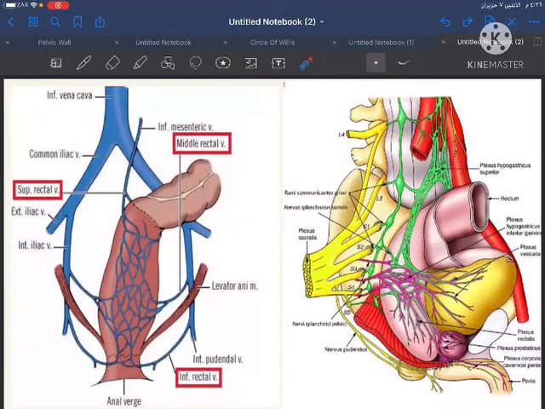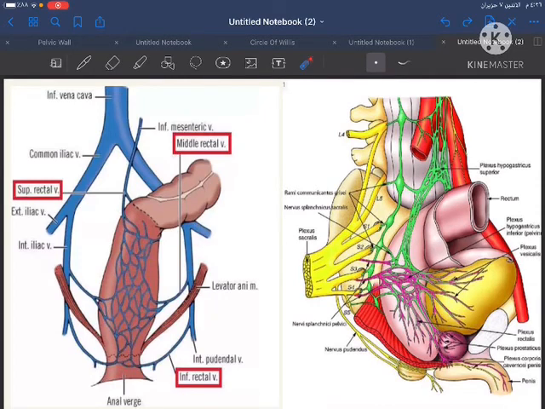The venous drainage of the rectum is the superior rectal vein, which drains into the inferior mesenteric vein; the middle rectal vein, which drains into the internal iliac vein; and the inferior rectal vein, which drains into the internal pudendal vein, then from the internal pudendal vein to the internal iliac vein.